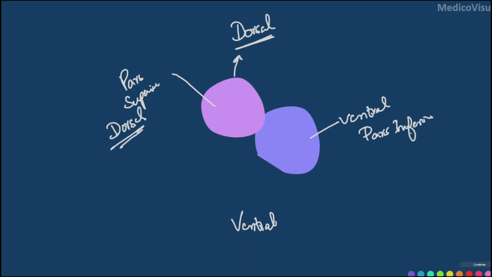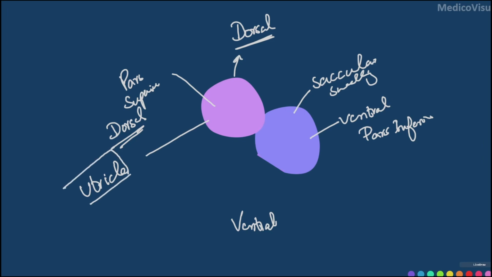So this is the dorsal swelling, also called pars superior, and this is pars inferior. They have also been given names according to the structures that they are going to form. For example, this is going to form the saccule, so this is also called the saccular swelling, and this is going to form mainly the utricle. Of course there are other structures, but the main component is the utricle, so it is also called the utricular swelling. By the way, the saccular swelling is also going to form the cochlea.